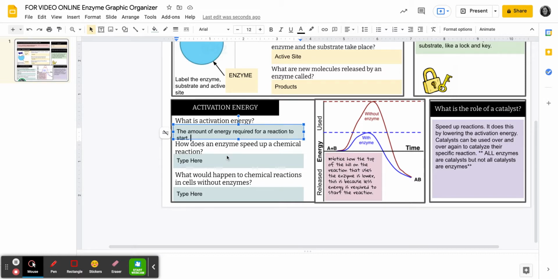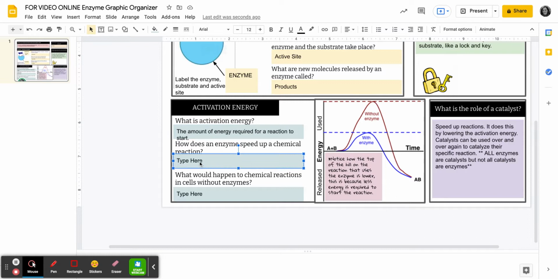And how does an enzyme speed up a reaction? Well, it speeds up a reaction by lowering the required activation energy, and it makes the reaction happen faster and easier.